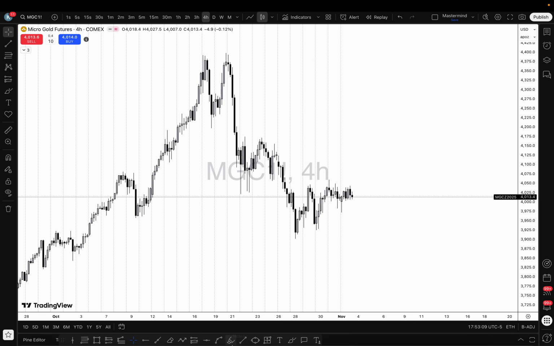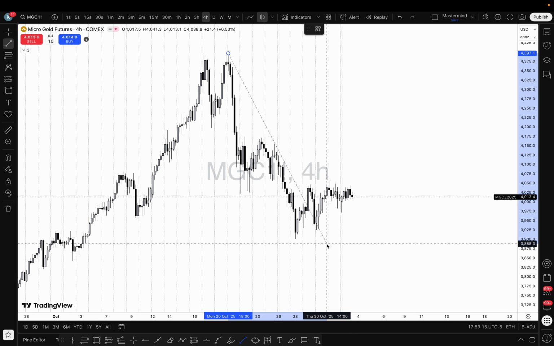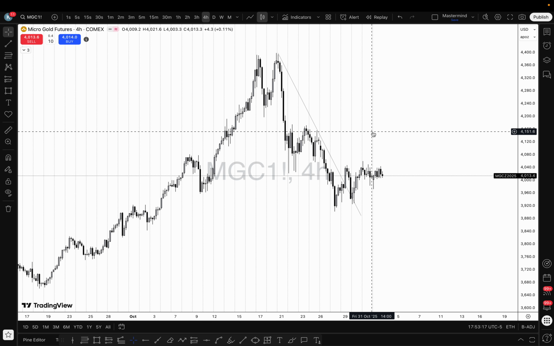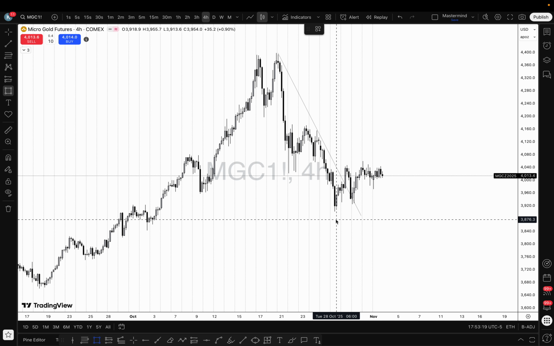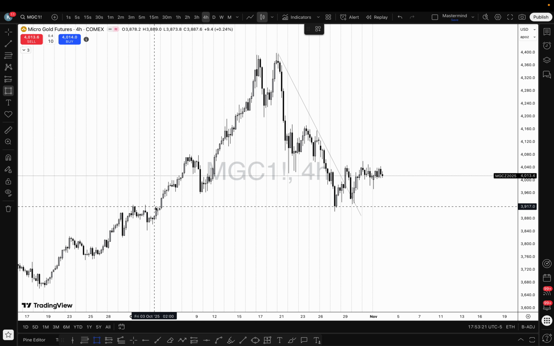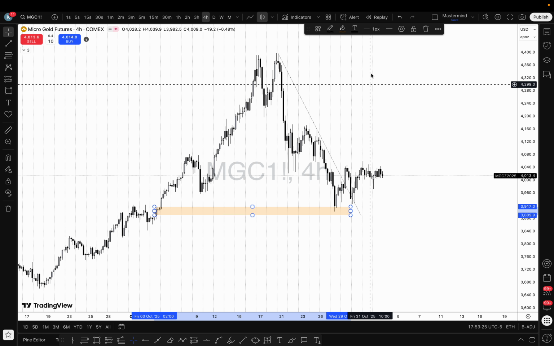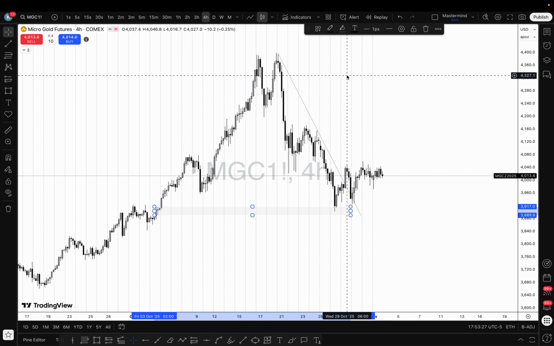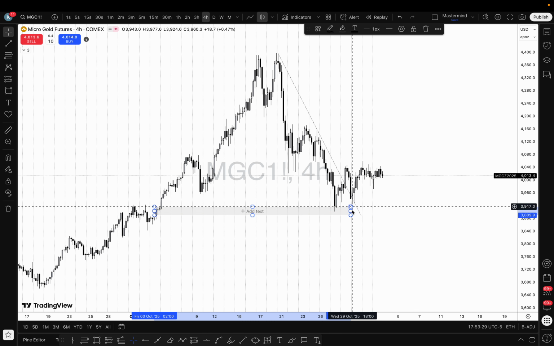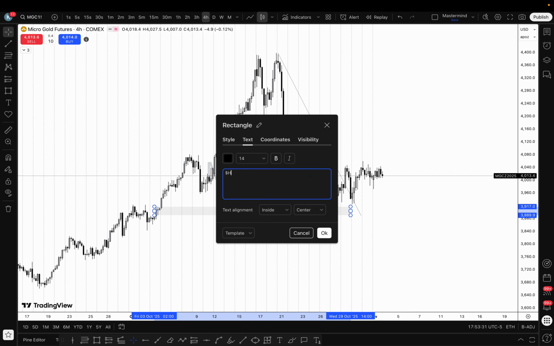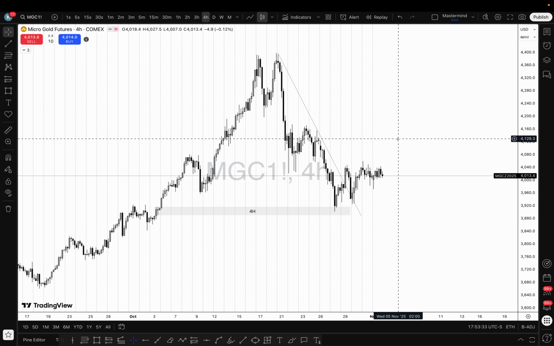So right now we're gonna do 4 hour and 1 hour supply and demand zones. Also use the trend line. So if we look, we could see this would be the 4 hour zone in control. We're doing top-down analysis right now.